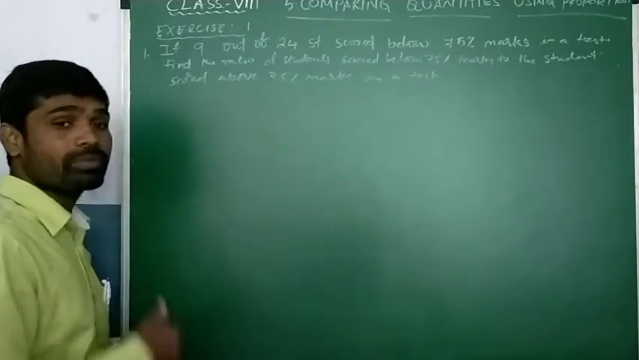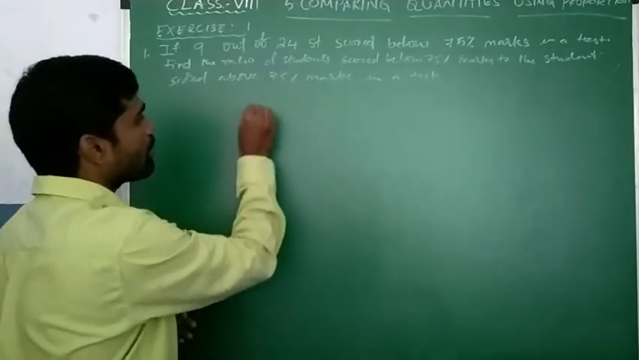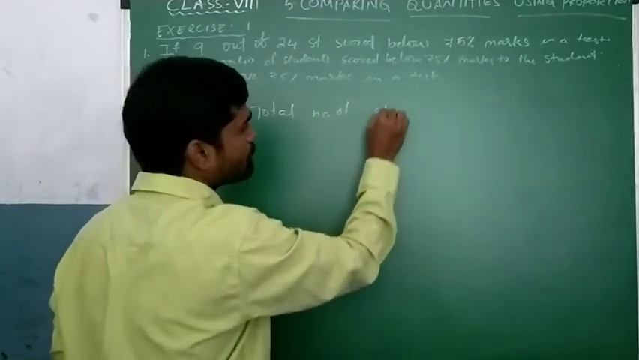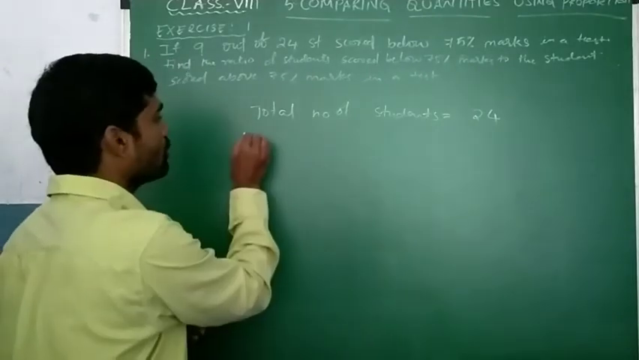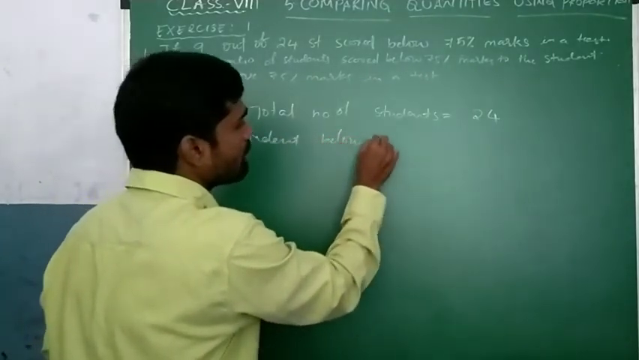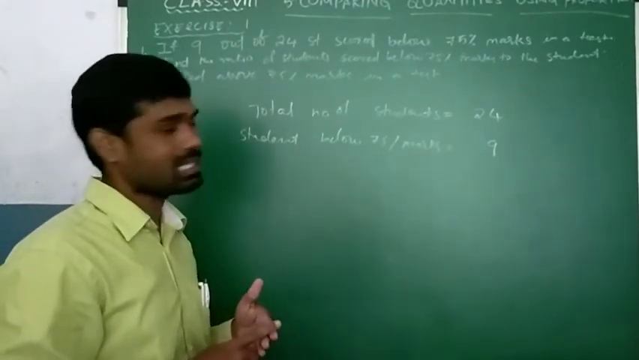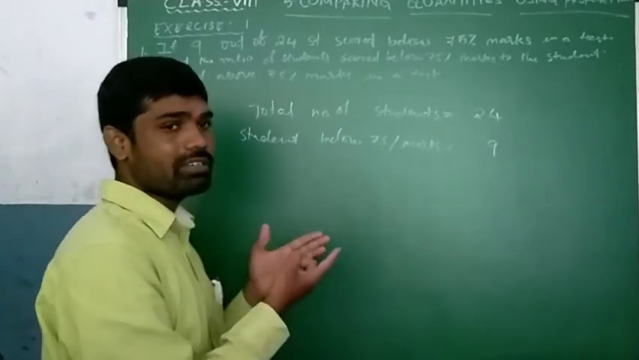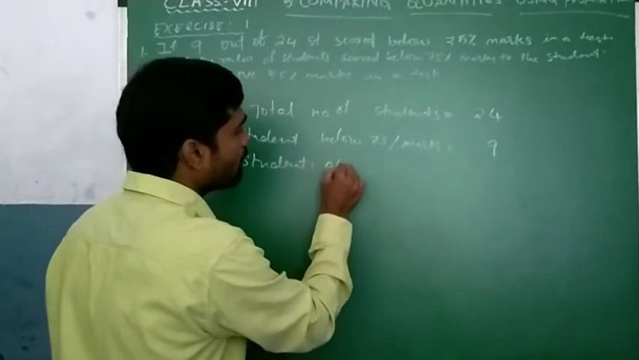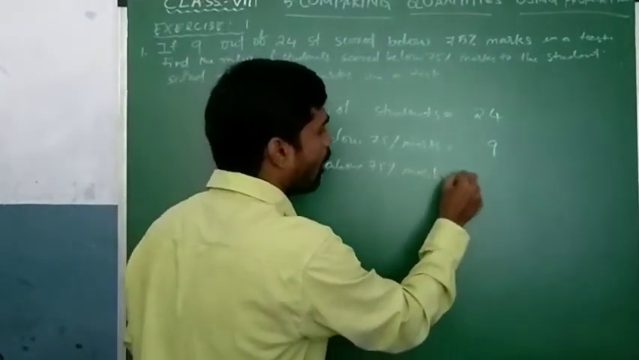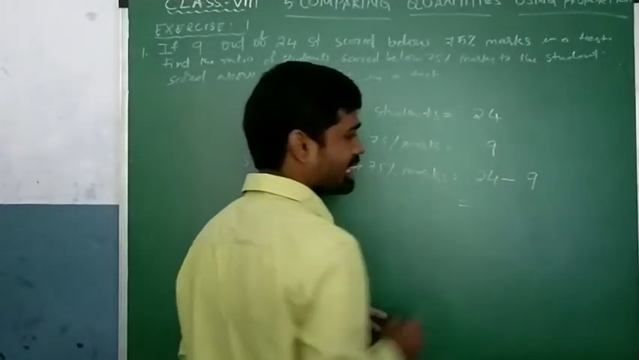First, let us find how many students got less than 75% and how many got more than 75%. We know the total number of students is 24, and the students who got below 75% marks are 9. These two data are given, but we have to find the number above 75% marks. Very easy: let me subtract from the total those who got less than 75%. Students above 75% marks equal the total minus those who got below 75, so 24 minus 9 is equal to 15.